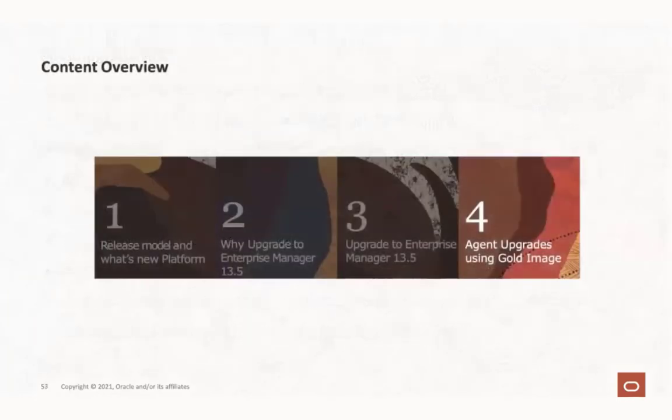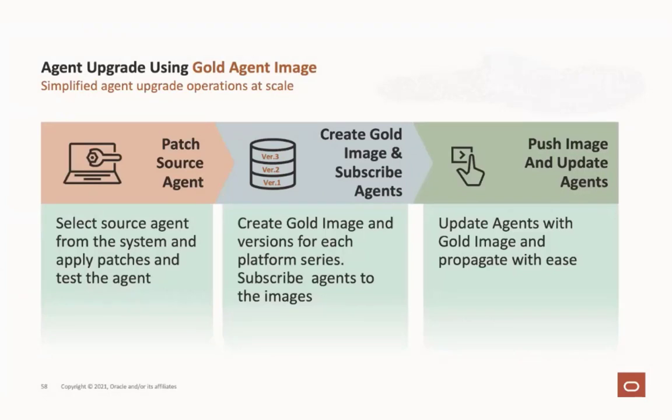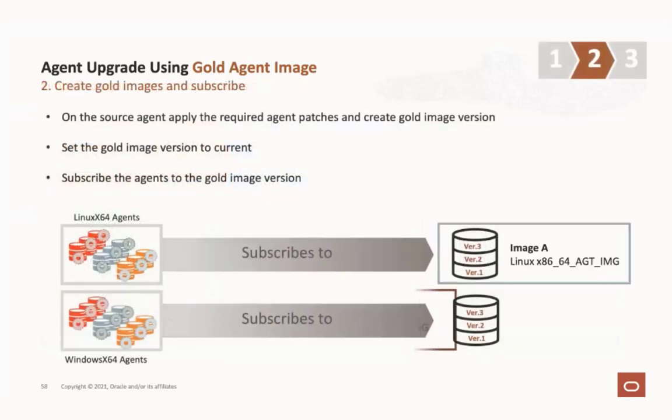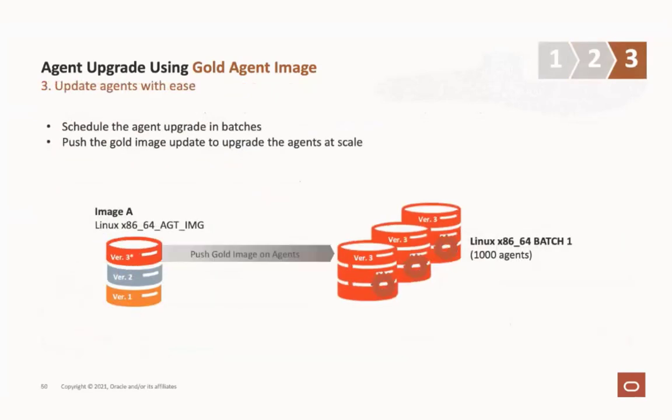The last topic is about agent upgrades. For agent upgrade, they can use our stabilized flow, which is our gold image mechanism, where customers can pick an agent, patch it, create a gold image, subscribe all the lower versions of agents to it, and do an update. That is a simple 3-step process: create the gold image, subscribe, and update, which will bring all the agents to the 13.5 version. Along with that, they will also get the patches contained inside the gold image.